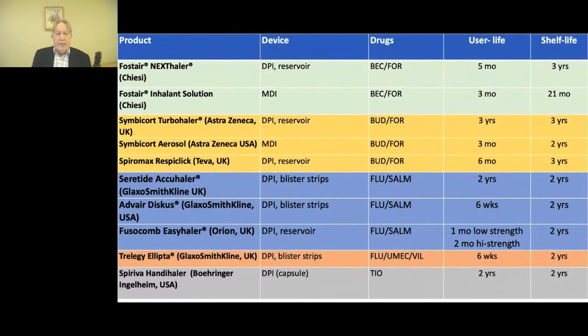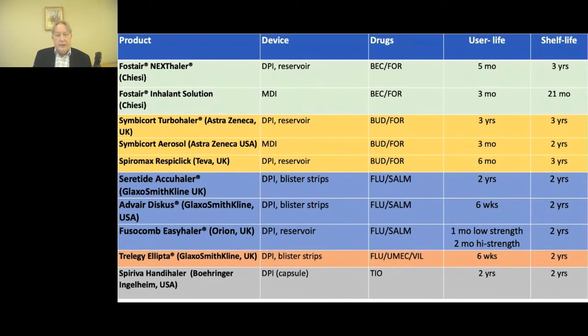Now, here are some representative inhalers in Europe and the US. Let's start with the Foster DPI and the Foster MDI. They're the same drugs. But what you'll see there on the right under user life for the Foster is that the user life is actually shorter for the MDI than the DPI. So this would suggest that it's less stable to the environment. But quite honestly, we can't get to the detail of that data. So that is an assumption.